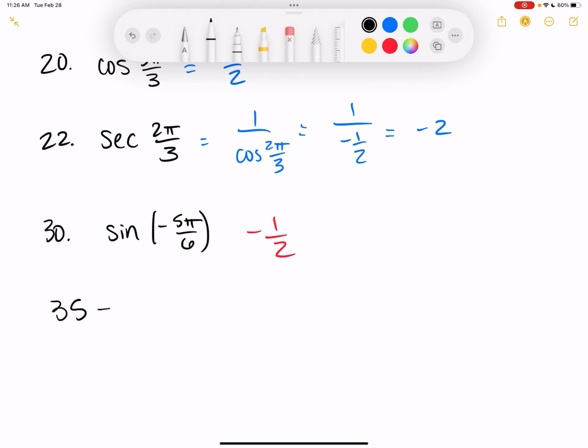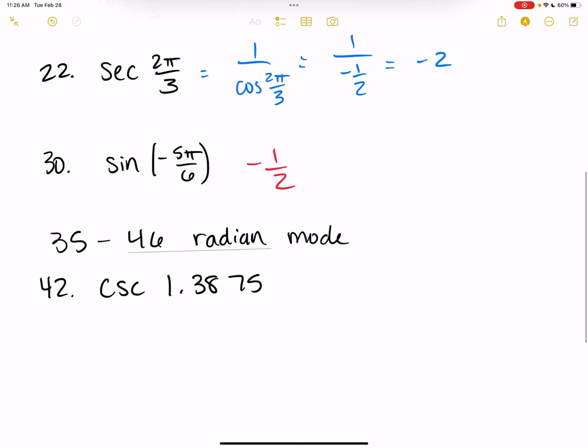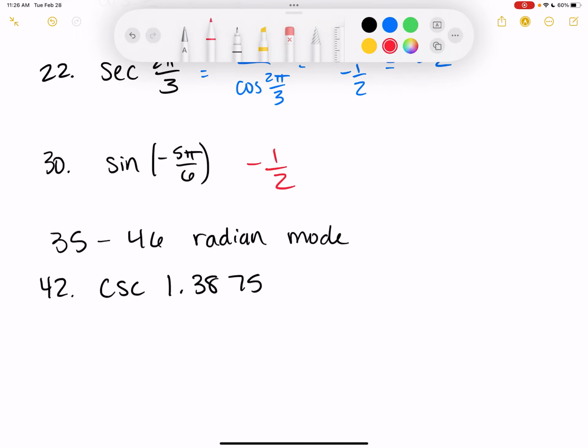So I'm going to do this. 35 through 46, radian mode. So sine, cosine, tangent, you should already know how to type in. So I'm going to do one that's not that, like 42. Cosecant of 1.3875. I'm not going to actually type it in and give you the answer, but we would treat this when we type it in the calculator as 1 divided by the sine of 1.3875. And then you would just get your answer out, whatever that ends up being.